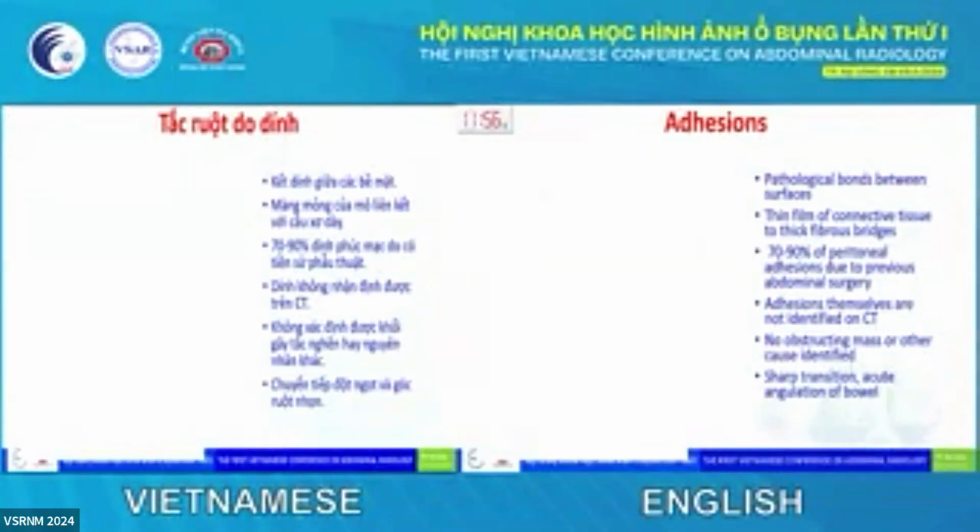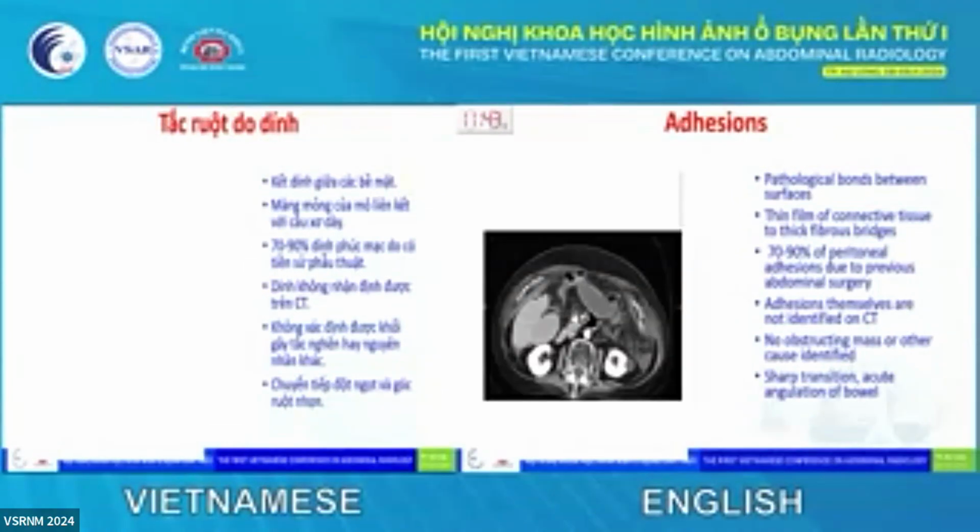Adhesions themselves are not really identified on CT. They are beyond the resolution of CT, but they can be suspected if there's no other obstructing mass or other cause identified, and if there's a sharp transitional point or acute angulation of the bowel loops.